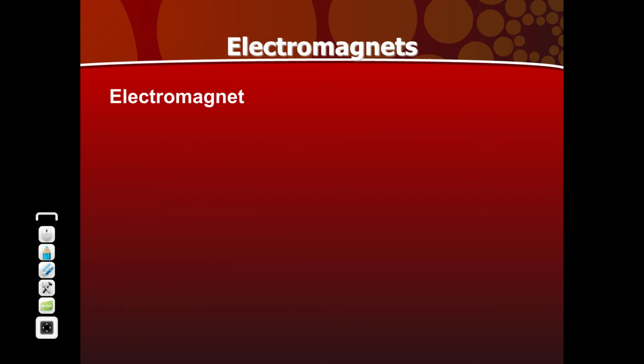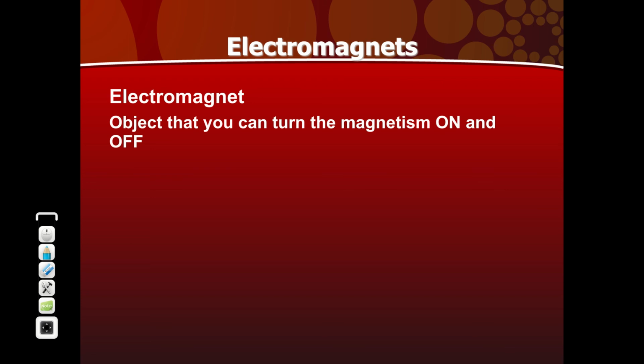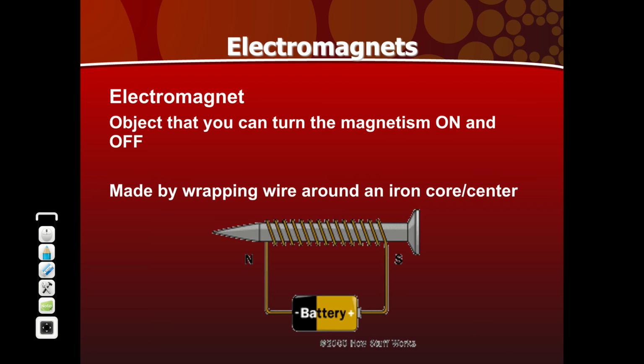So then we have a special type of magnet called an electromagnet. An electromagnet is something that you can turn the magnetism on and off. This is actually a very, very common type of magnet. You're using them probably all the time. But this is something based on whether electricity is running through it, a current is running through it, we can make that object begin to be magnetic or not magnetic.